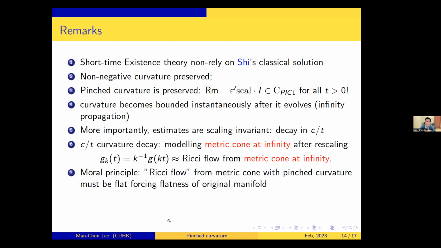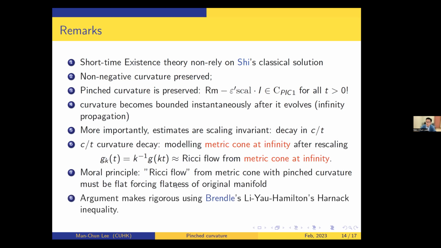So the moral idea now is to prove that the Ricci flow from the metric cone with the pinching condition will be flat, and then forcing the original manifold to be flat. This is the moral principle, like John Lott's idea. And then, of course, we omit a lot of technicalities, but the argument can be made rigorous by Simon, Brendle's, Li-Yau's, Hamilton's Harnack inequality. We make use of Brendle's Harnack inequality to make the above idea rigorous. So the importance of metric cone is that this is basically the model of the shrinking soliton, the expanding soliton. But this is another story.